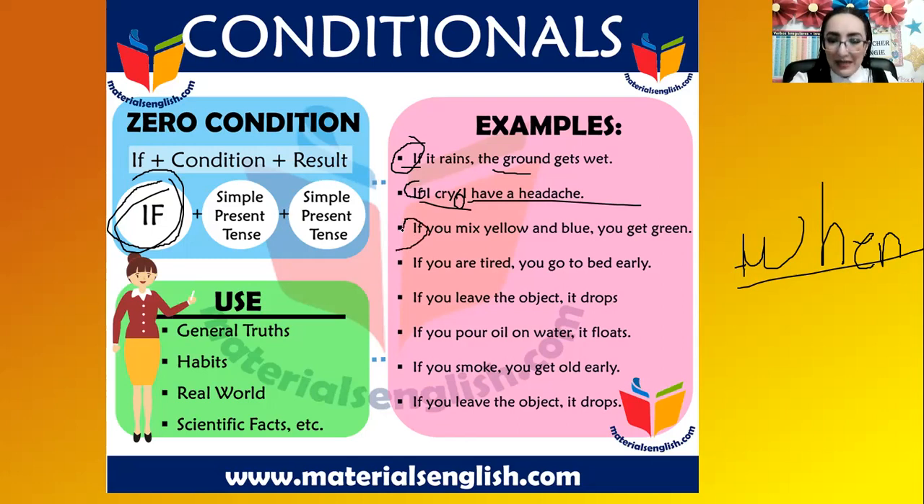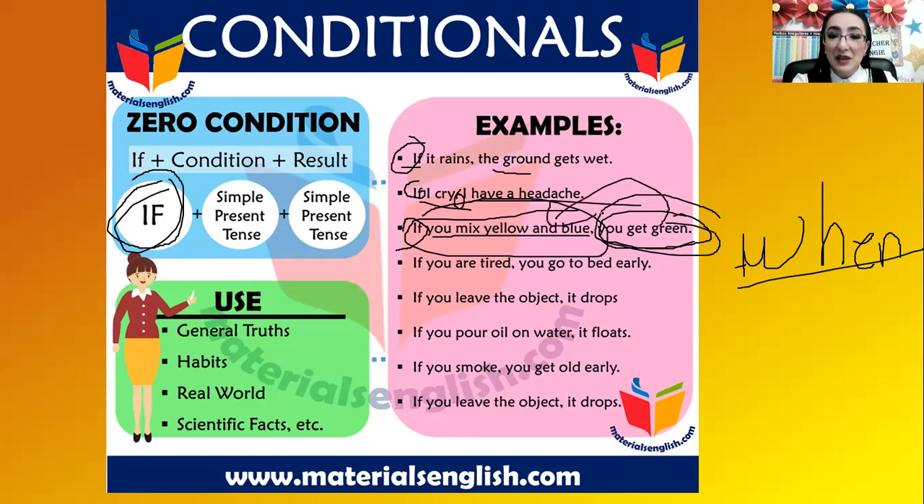If you mix yellow and blue, comma, you get green color. It's a general truth. It could be a scientific fact. It's the real world. But as you can see, my clause is in present, my condition is in present, and my result has to be in present. This is going to be the result of what I am saying here in my condition. Okay, without condition, there is not a result. Or without a result, there is not a condition.